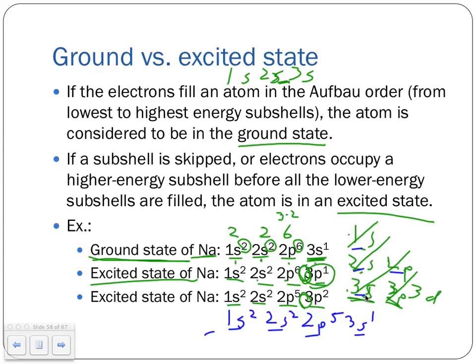And so it didn't skip any subshells. Did it fill all the previous ones before it went to the next one? Well, that 1s is filled, that 2s is filled, the 2p only has 5. It should never go to the 3s unless the 2p is filled. And since the 2p holds 6, that means this would also be in an excited state instead of in a ground state.